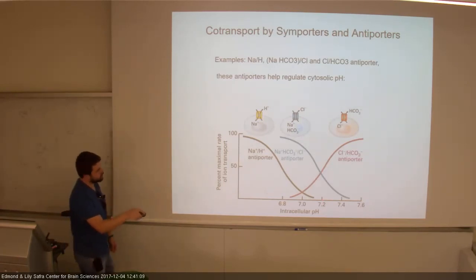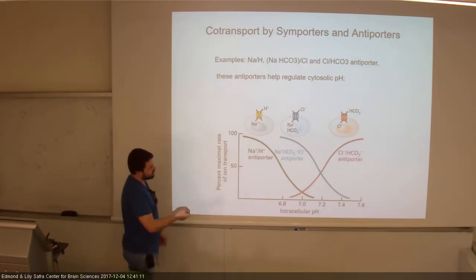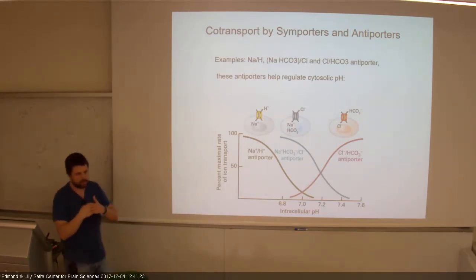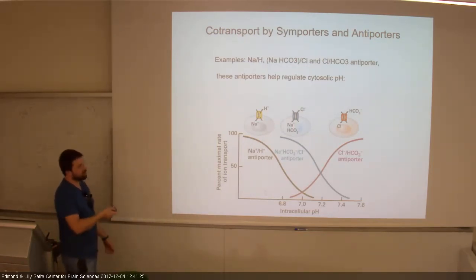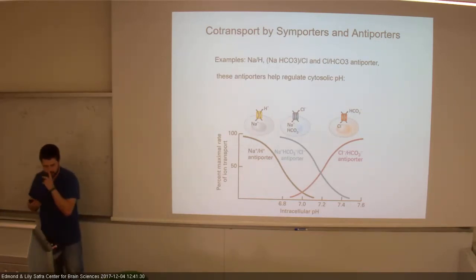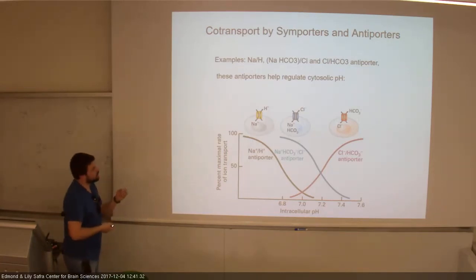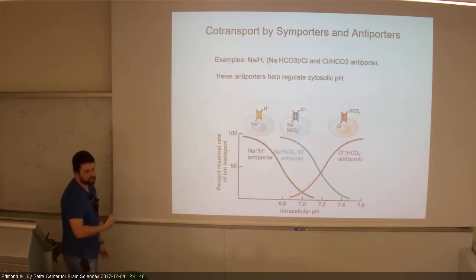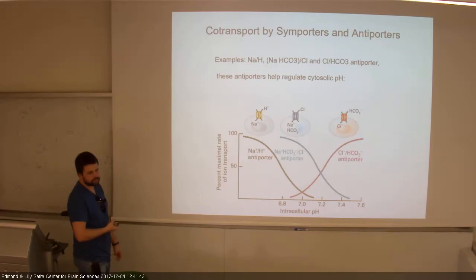So you can see that in order to maintain steady state, or to maintain the constant pH of the cell, you need the combined action of these two antiporters that are competing against one another, but their activity is also dependent on the pH. So it's like a very complex feedback system that regulates the activity of each one of these transporters and helps the cell maintain a constant pH. Okay? Questions?